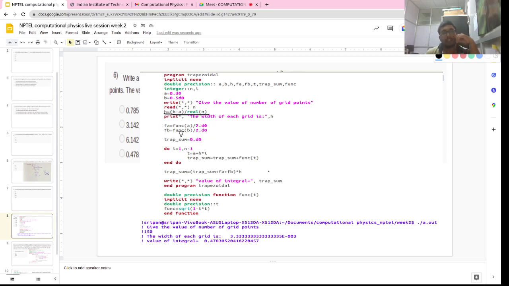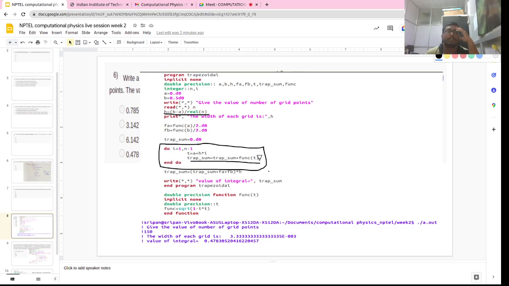Then I calculated the value of the function at a and b, the extrema points, as I was discussing in the first question also. And then we have that formula: h times fa plus fb by 2 plus the summation of f of a plus i into h. So we calculated fa and fb at the extremum points, and then the trapezoidal sum, which will give us the value of the integral, is zero at the first point, and then we take the loop over. This loop will give us that summation term, the summation of i equals 1 to n minus 1 of f of a plus i into h.